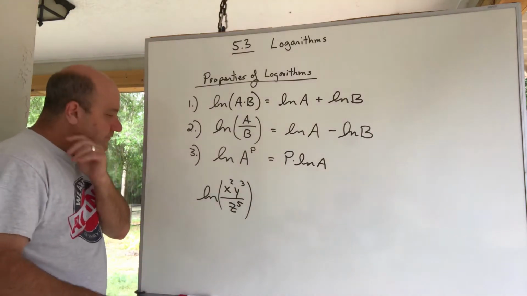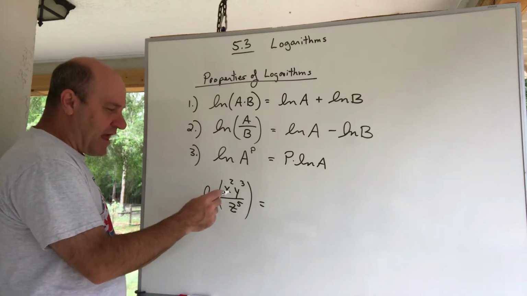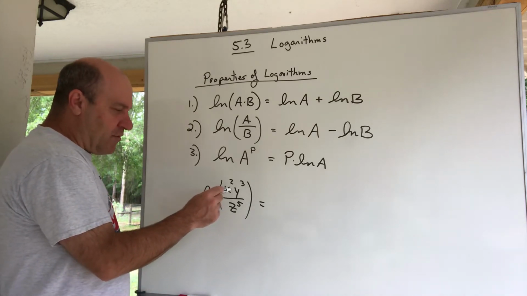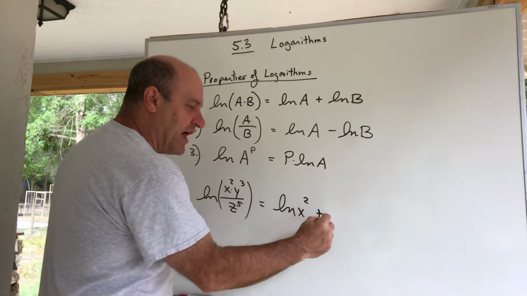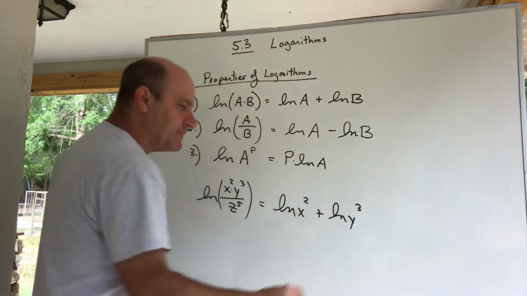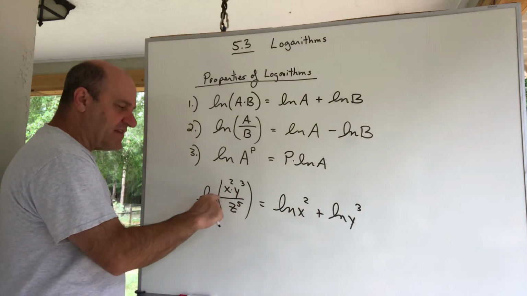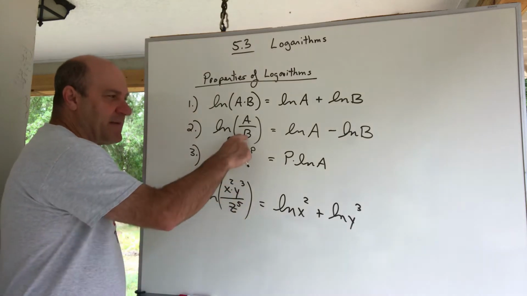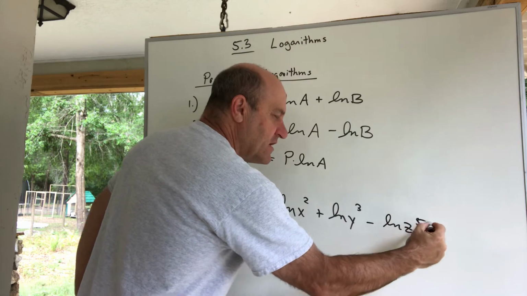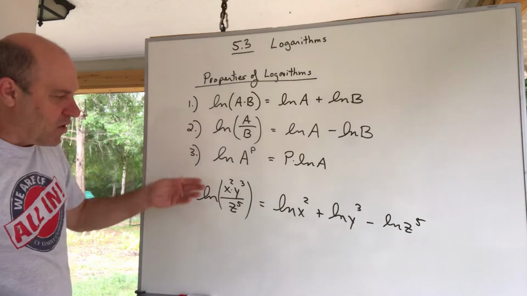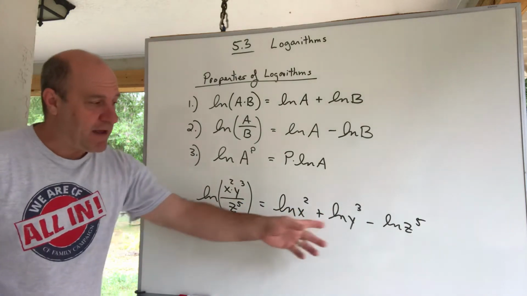So here we go. I think this is kind of easy. That numerator is multiplied, so I can rewrite that as the natural log of x squared plus the natural log of y cubed. And because the z to the fifth is being divided by, that's in my denominator, I can subtract the natural log of z to the fifth. So I sort of did property 1 and 2 all in one move there. I took that product, made it a sum. I took that division and made it a subtraction.